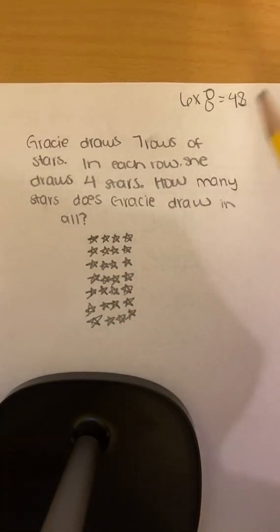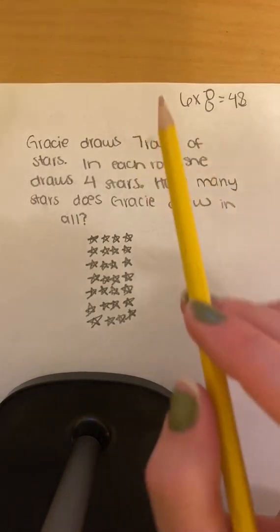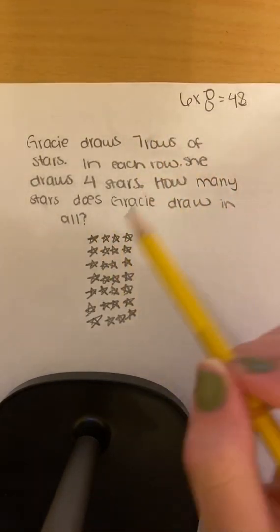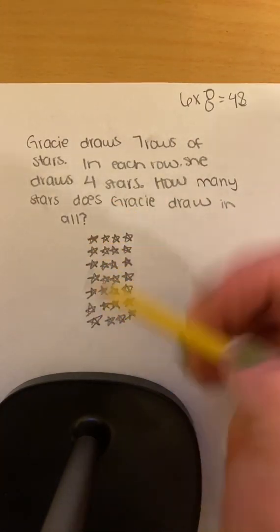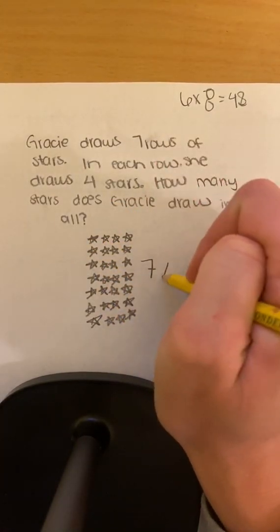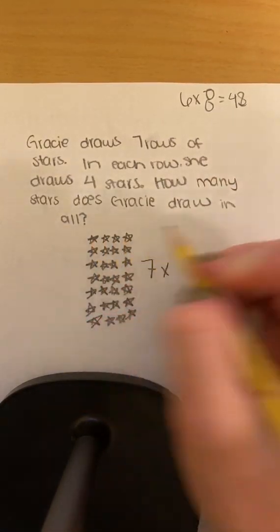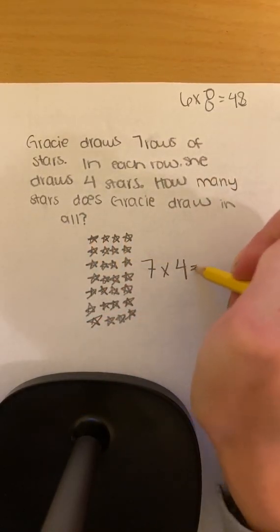So now we have to figure out the total amount of stars that Gracie drew. In all means total. So as we know, I can make a multiplication sentence by taking how many rows times how many in each row. So I could say 7 times 4.